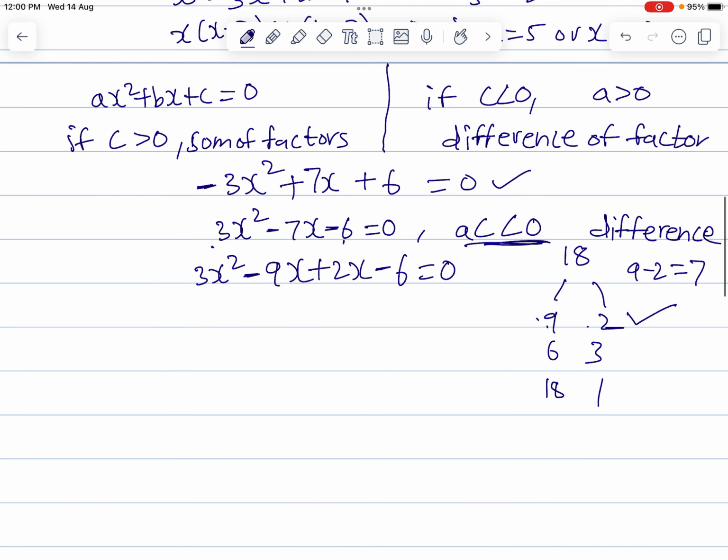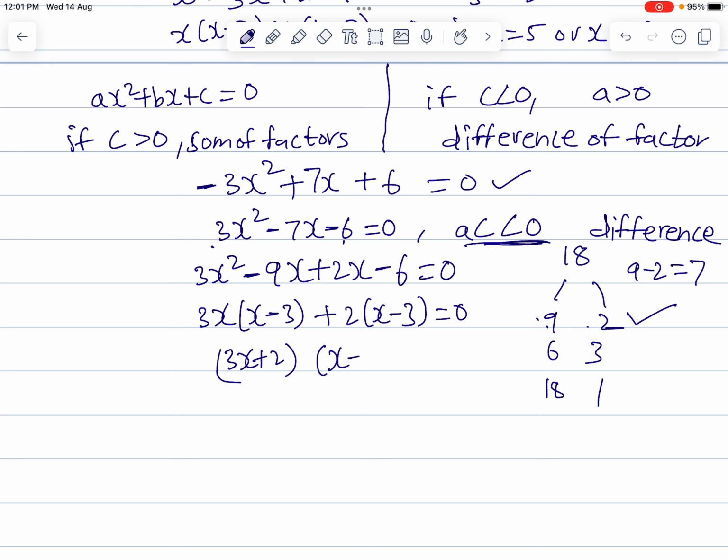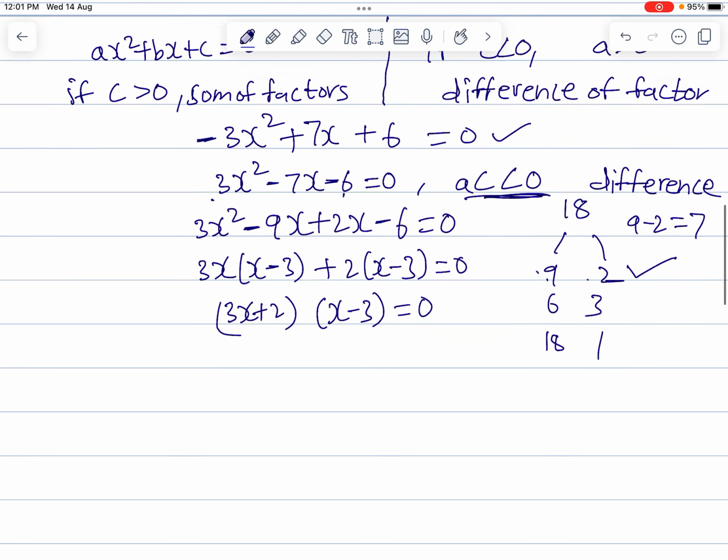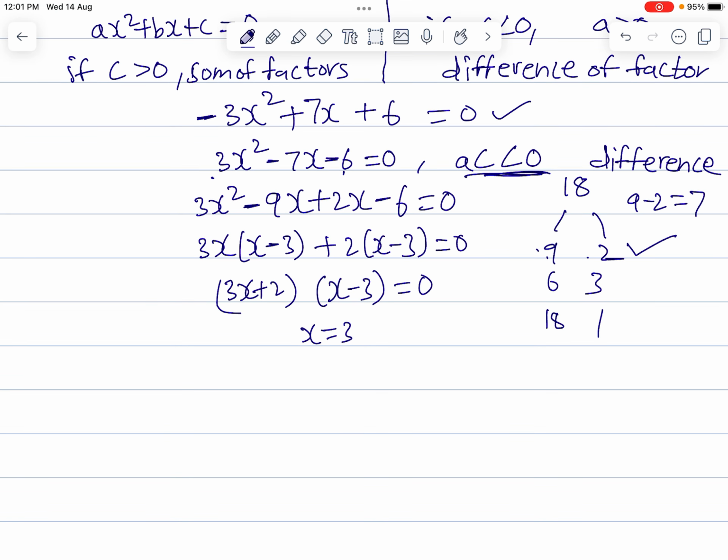So now if we write this equation, 3x into x minus 3 plus 2 into x minus 3 is equal to 0. 3x plus 2 into x minus 3 has become common, equal to 0, x is equal to 3 or x equal to minus 2 by 3.